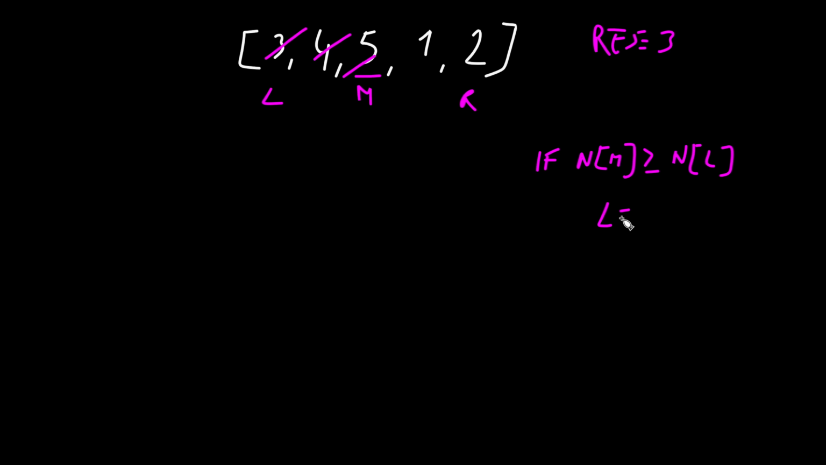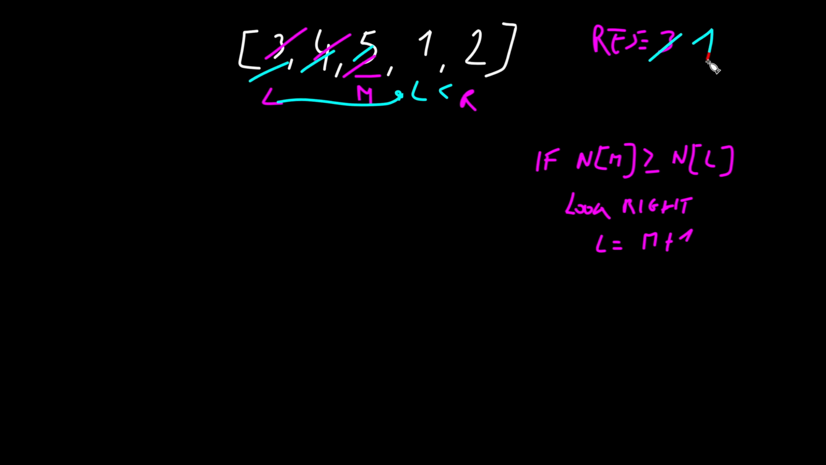What we will need to do is update our left, so actually what we're going to do is look right, which translated into code is going to be L equal to m plus 1. Our L is going to move all the way here, and this is going to be eliminated. Now we go to the next iteration and check: is left smaller than R? Yes, it is, because this part is now sorted, and we check: is it smaller than the result so far? Yes, it is. We're going to update the result, and then we're simply going to break out of the while loop.